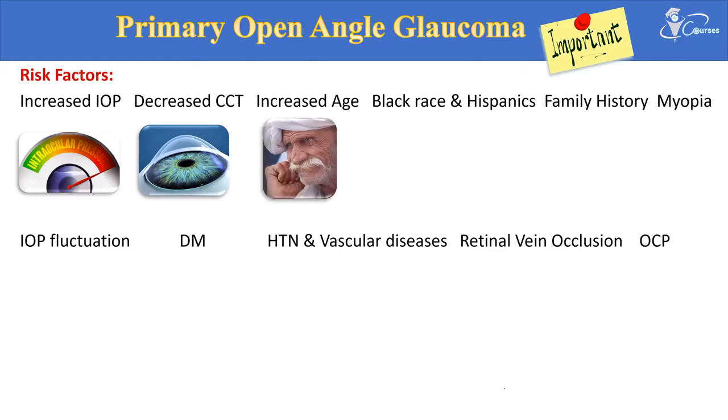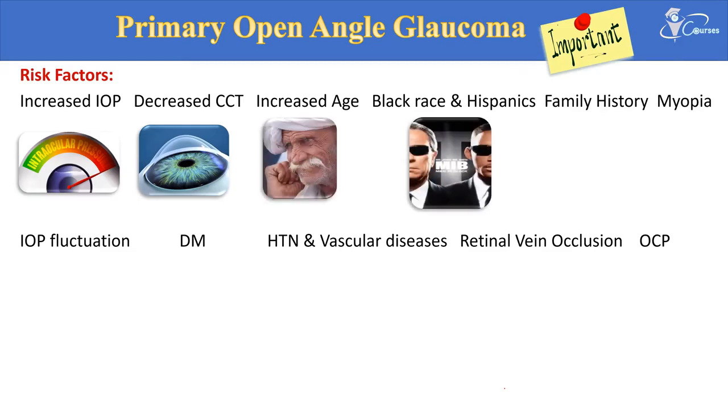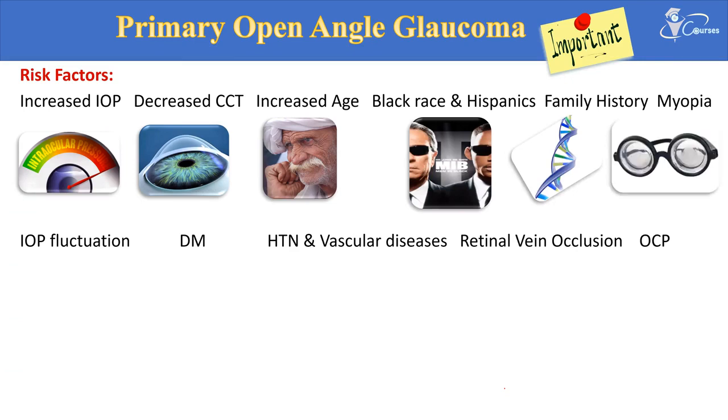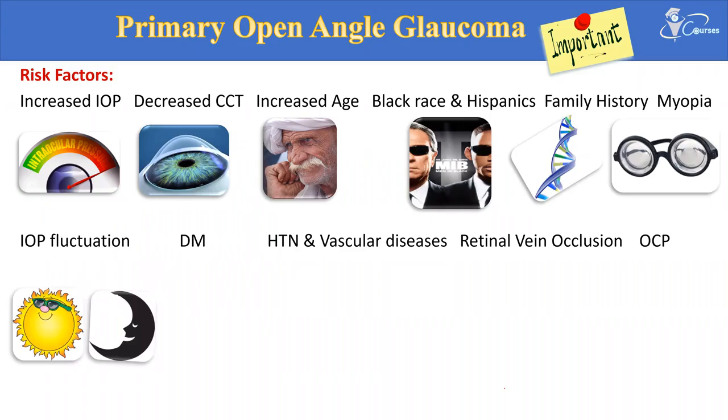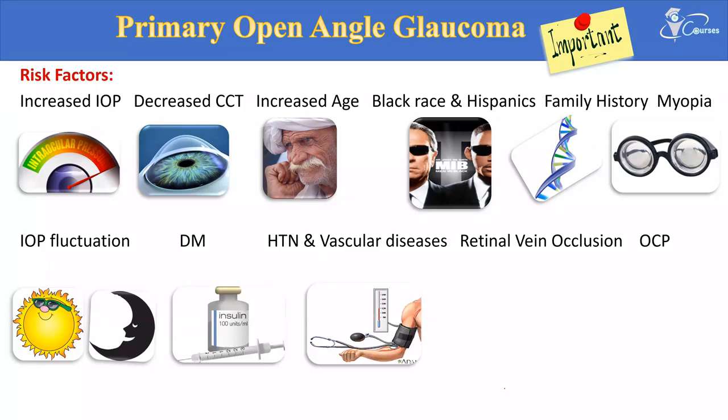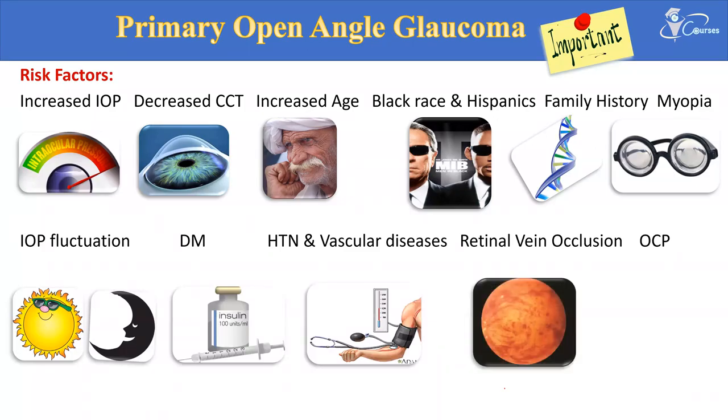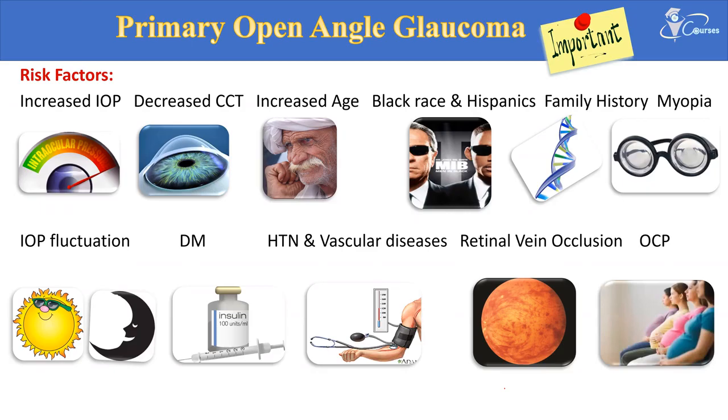Increasing age, as we mentioned, Black race and Hispanics, family history, refractive error or myopia, and the presence of larger fluctuations, more than 10 millimeters of mercury between day and night, will also be suggestive of primary open angle glaucoma. Patients who are diabetic or have hypertension or any other vascular disease, such as retinal vein occlusion, will also have a higher risk of developing primary open angle glaucoma, as will patients on oral contraceptive pills.